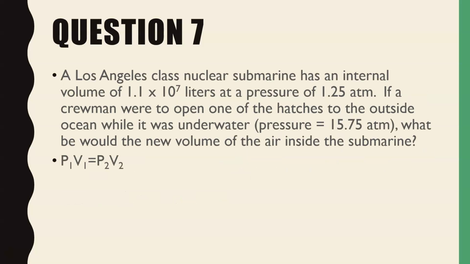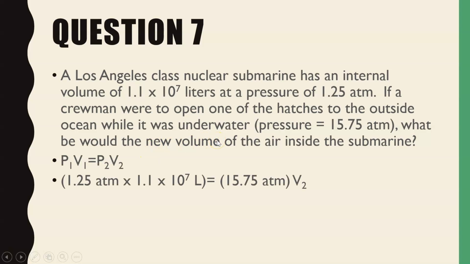So this was a simple P1V1 equals P2V2 problem. I was told a starting volume, 1.1 times 10 to the 7th liters, and I was given a starting pressure, 1.25 atmospheres. I was then told a second pressure, 15.75 atmospheres, and asked what would the new volume be. So I plug everything into my formula, I get my V2 on a side by itself, and I get my correct answer.